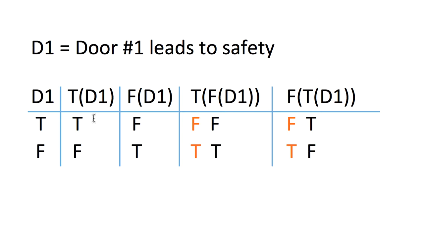Now let's define two truth functions. One truth function T is the person who always speaks truly, and truth function F is a person who always lies. So if you ask T whether D1 leads to safety, they would say yes when it's true, and they would say no, or it's false, when it's false. The person who always lies just inverts those truth functions. So notice that F is really an abbreviation for negation, and T you could think of as an abbreviation for double negation if you wanted, or just anything else that is equivalent to the original sentence.